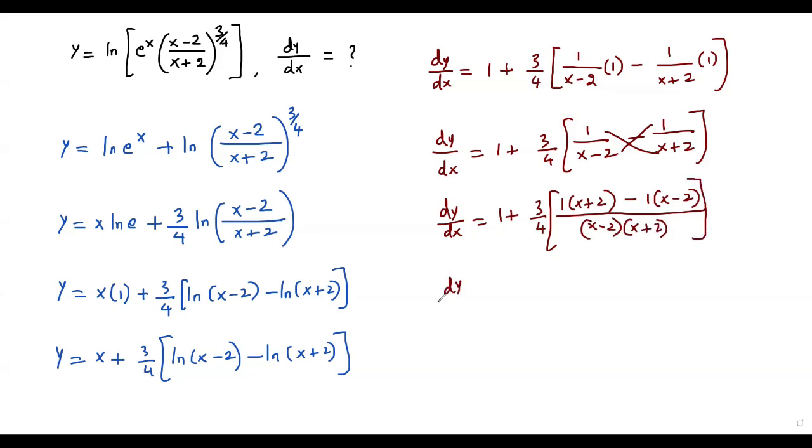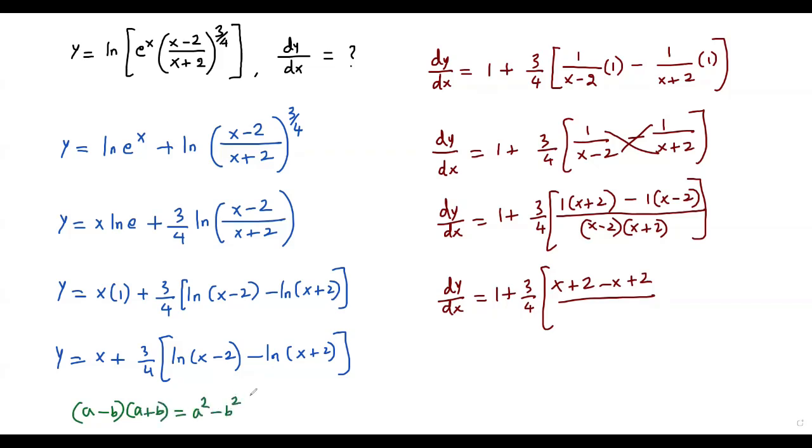So dy over dx equals to 1 positive 3/4. So 1 times x positive 2 is the same stuff, x positive 2. When I distribute this negative 1 to x and negative 2, I'll be getting negative x positive 2 over. So this is in the form of a negative b times a positive b. There is an identity in algebra: whenever we multiply two binomials in the form a negative b and a positive b, it will result a square negative b square. This is one of the basic algebraic identities.